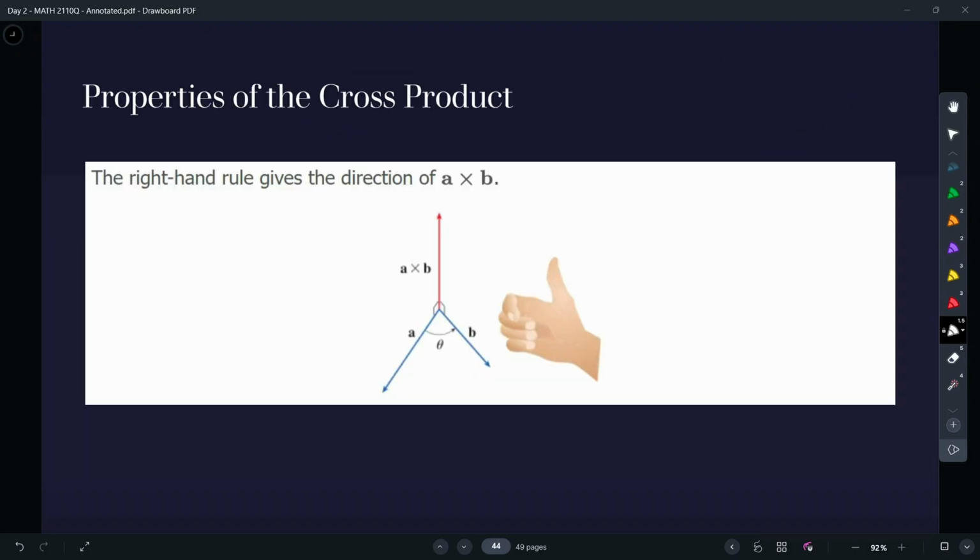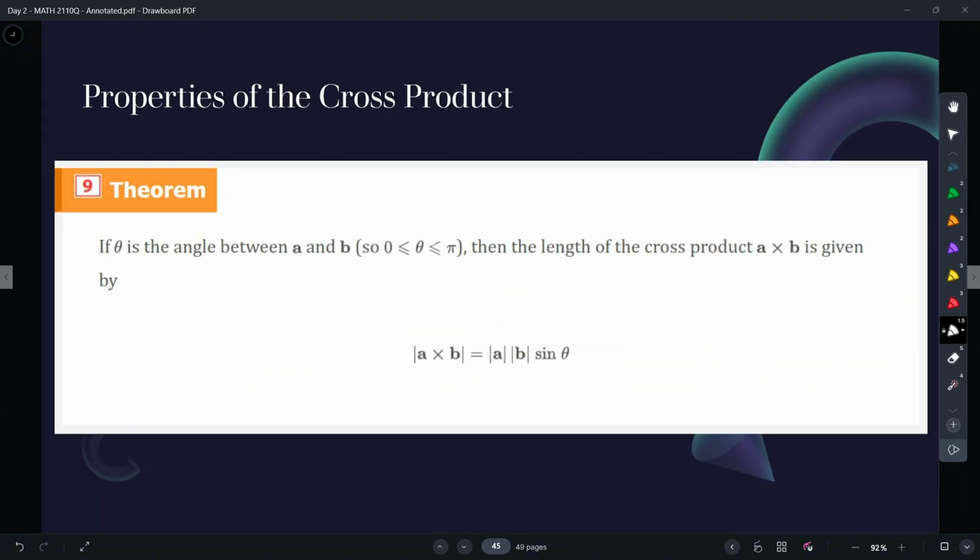Now, some of the properties that are useful for the cross product: first of all, it comes with a specific direction. If you put your fingers so that the middle finger and the thumb are A and B, then your index finger points in the direction of the cross product. If you sweep from A to B, then the index finger points in the direction of the cross product. That is called the right-hand rule.